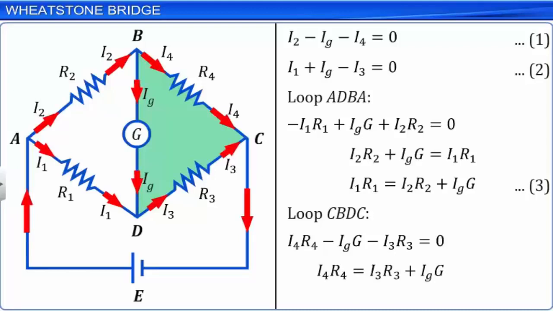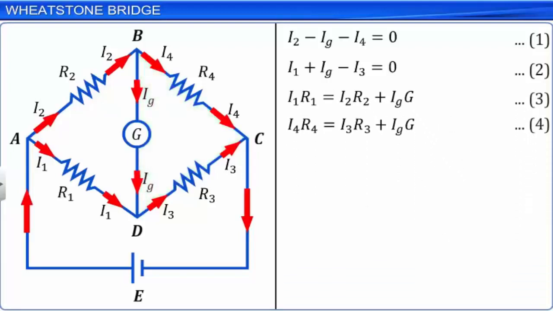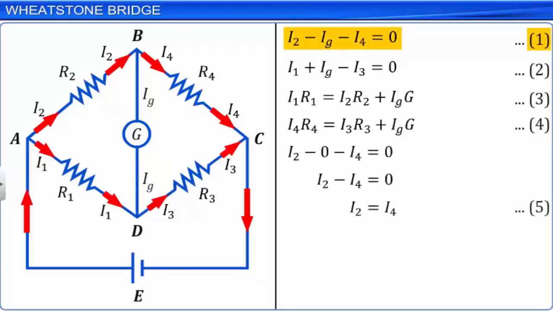As a special case, the values of R1 to R4 are chosen in such a way that IG becomes 0. Now, substituting IG equal to 0 in equation 1 and simplifying, we get equation 5. Substituting IG equal to 0 in equation 2 and simplifying, we get equation 6.